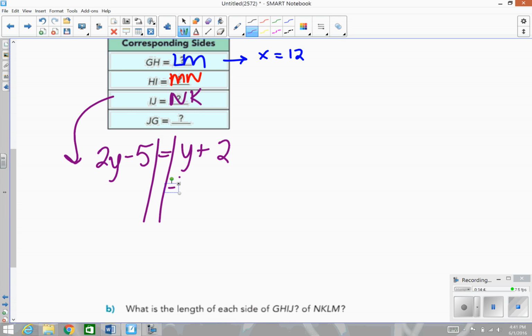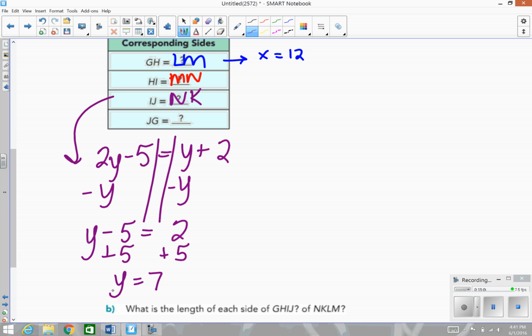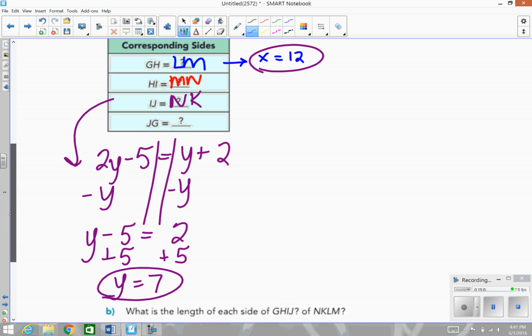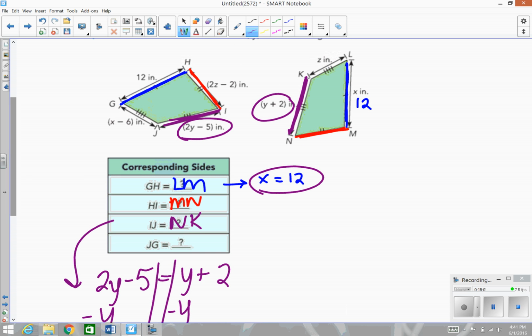The first thing we're going to do is subtract the smaller variable. 2y minus y is just plain old y, minus the 5 equals the 2 that we left on the other side. Add 5 to both sides, and we get that y equals 7. So now we have the value of x and the value of y. We're doing good. And then lastly, we know that JG is equal to KL.